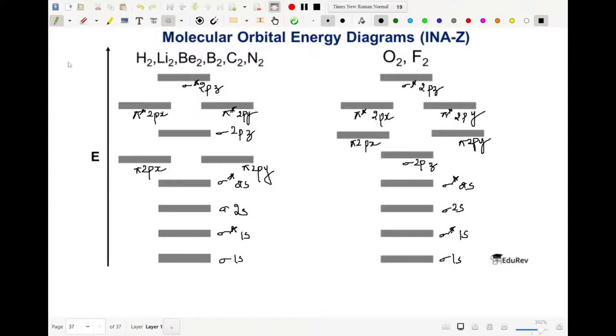One most important thing which you have to remember is that whenever there is combination happening on the internuclear axis, which is the Z axis, we will have a sigma bond formed, and whenever we have a combination happening on the Y or X axis, we are going to have a pi bond formed, okay? The second most important thing to remember is that whenever we have a bonding molecular orbital formed, we will definitely have its anti-bonding molecular orbital too.